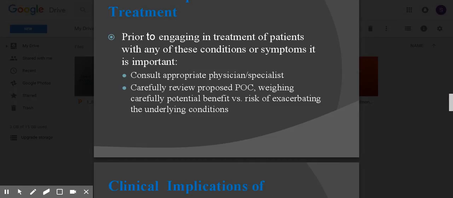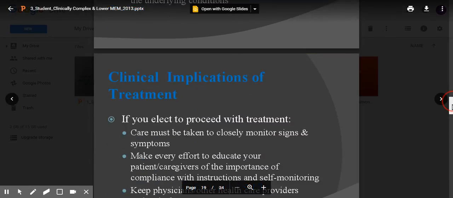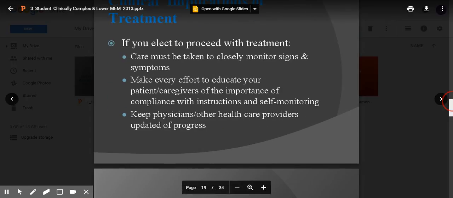So some recommendations prior to engaging in treatment of patients with any of these conditions or symptoms. It's important to make sure that they've consulted with the appropriate physician or specialist and carefully review your proposed plan of care and weigh carefully what's the potential benefit from the treatment versus what is the potential risk. And based on that risk benefit analysis, you can determine whether or not it is appropriate to undergo the edema management treatment.